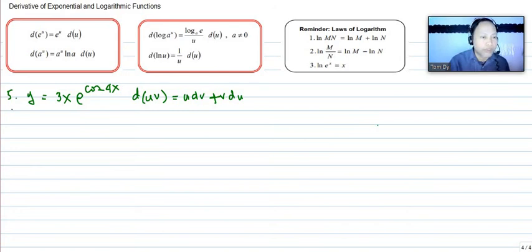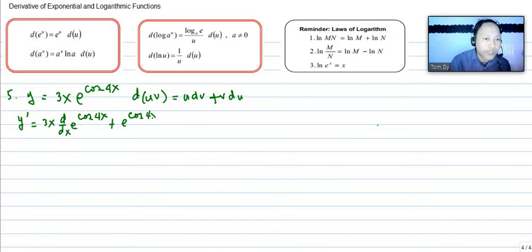So we will make use of this formula. When we apply that formula, y prime is equivalent to, this will be our u, and then this will be our v, so 3x times the derivative of e to the cosine of 4x plus e to the cosine 4x times the derivative of 3x. So this one is 3x times the derivative of e to the cosine 4x, that is e to the u du. So we will just copy this one first.